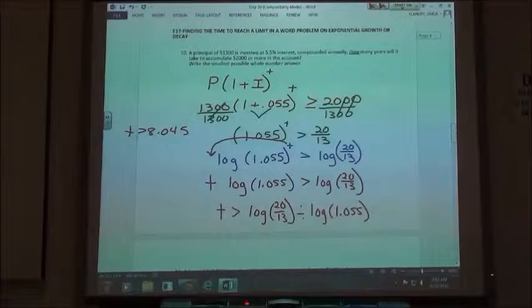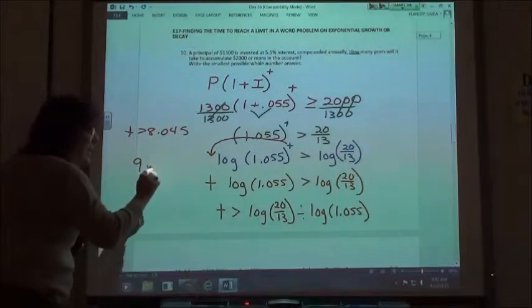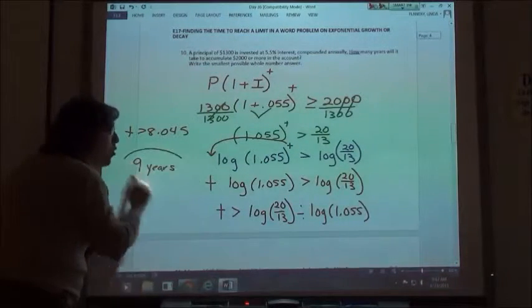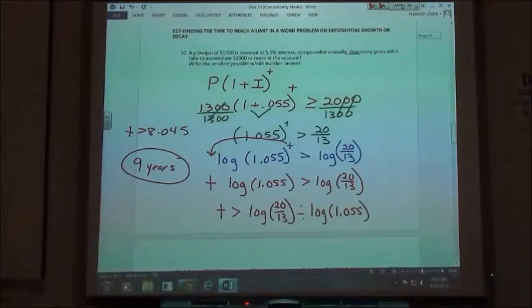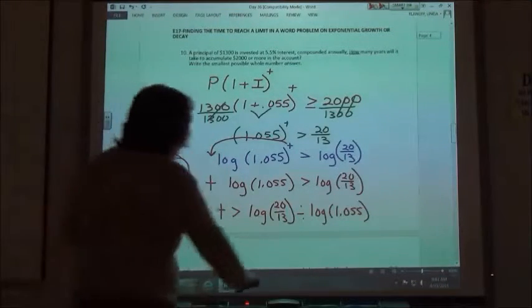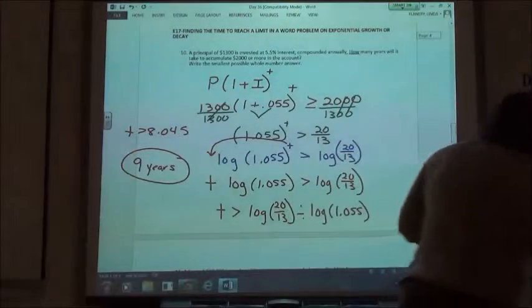So my answer is that it's going to take me 9 years in order to have more than $2,000. Okay? So we're not just going to round it off like we normally do. We're always going to round it up. 8 years isn't going to be enough. We got to round it up to 9. All right. So, number 11.